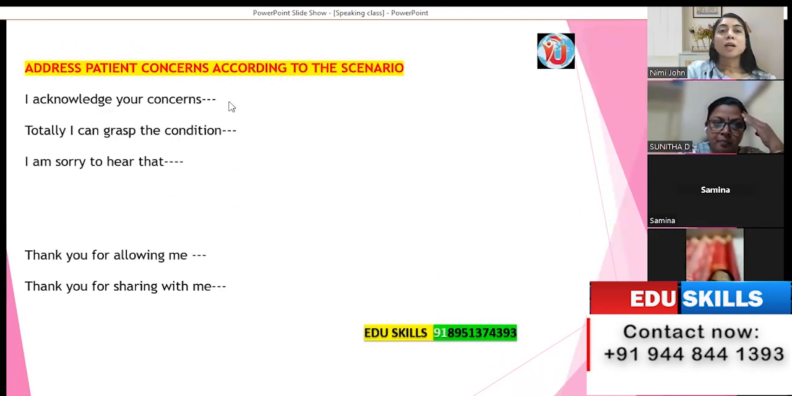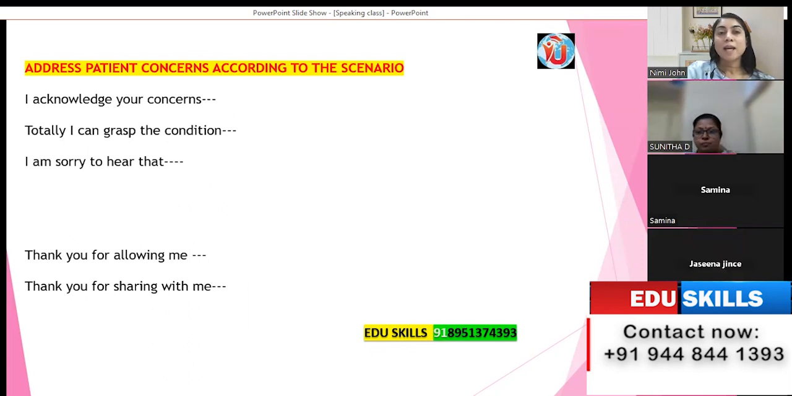Address the patient's concern according to the scenario: I acknowledge your concern, or I totally grasp the condition, or I am sorry to hear that. If the patient is saying something sad or has some issues, say, I'm sorry to hear that you have encountered such a difficult situation, but don't worry, you are in the right place. Like that, we can develop the communication. Then, thank you for allowing me, or thank you for sharing with me. It all depends upon the case note.